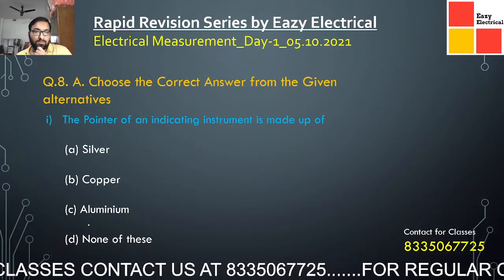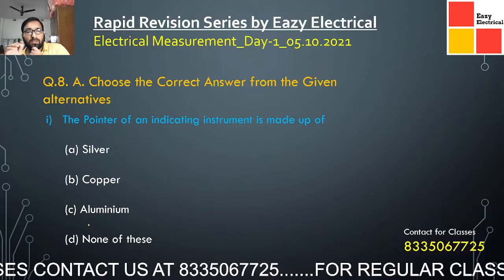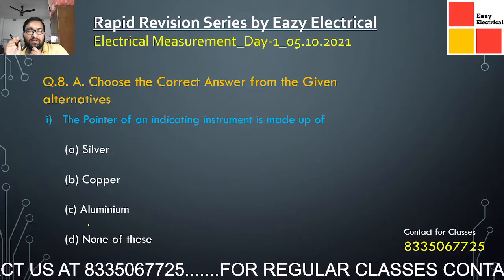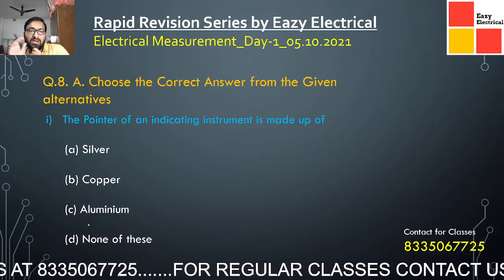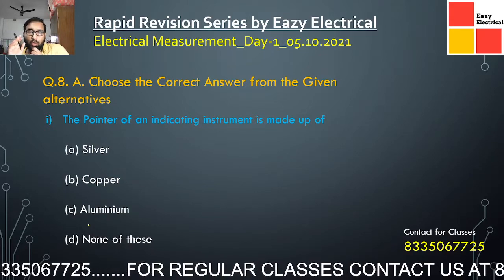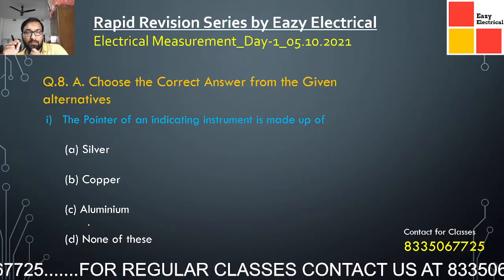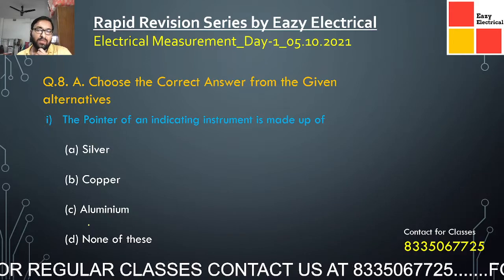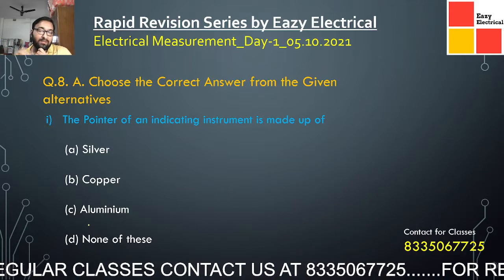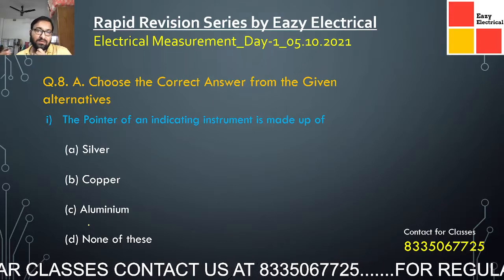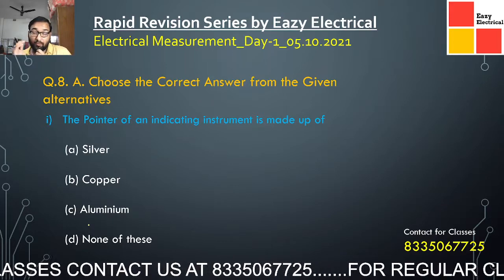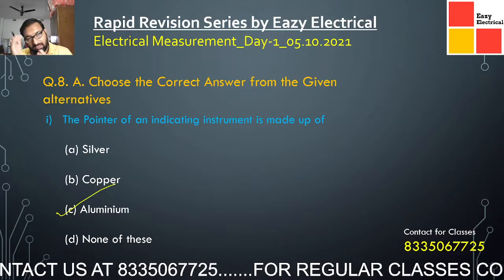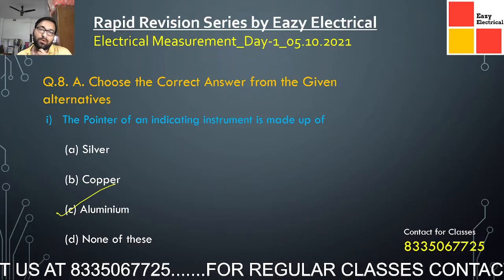Now coming to the next question. Choose the correct answer from the given alternatives: the pointer of the indicating instrument is made up of. Basically, we need a material which is non-magnetic, which does not interact with any stray magnetic fields, so that deflection depends only on the current and other effects are less. One more important point is that the pointer must be light. Aluminium is a light material, and it is the material used for the pointer.